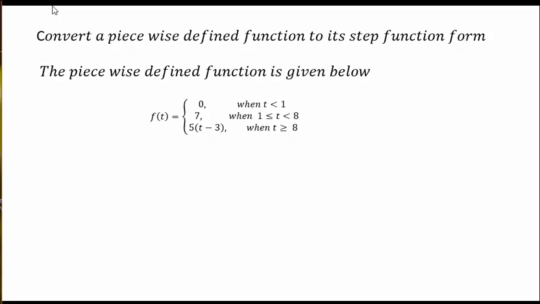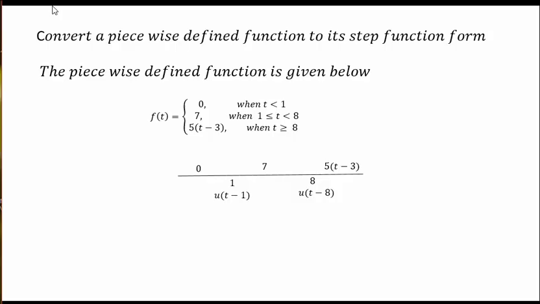To find the step function or the Heaviside function, we take the number line, and on the number line we put the t values which are defined critically at 1 and 8, so we'll mark them 1 and 8. And then the values: when t is less than 1 it is 0, when t is between 1 and 8 it is 7, and when t is greater than or equal to 8 it is 5 times (t minus 3). We put it here. Okay, now at 1 we write our step function u(t minus 1) and at 8, u(t minus 8).